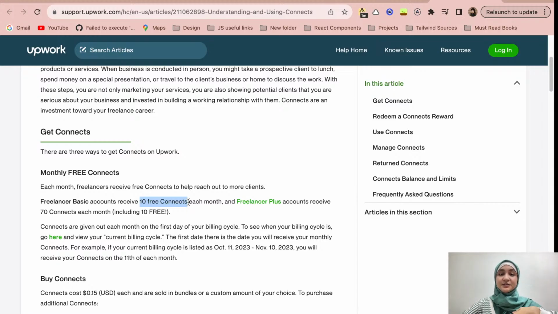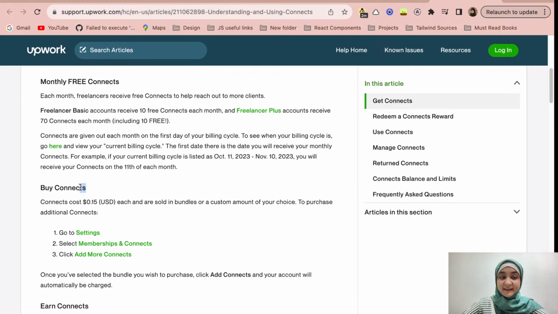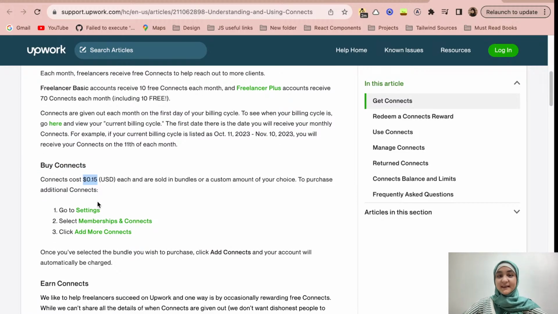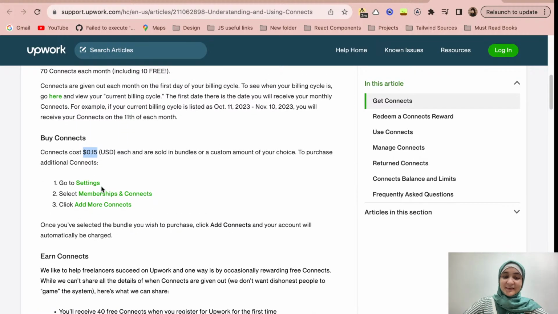Another way to get connects is to buy them. You will get 1 connect for 15 cents. I have also bought some connects at some point when I was looking for jobs. You can do it by going to settings and membership, and there you can buy connects.